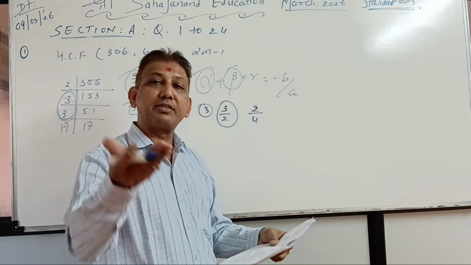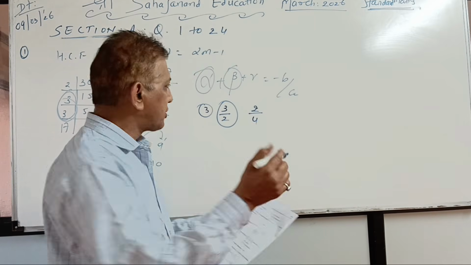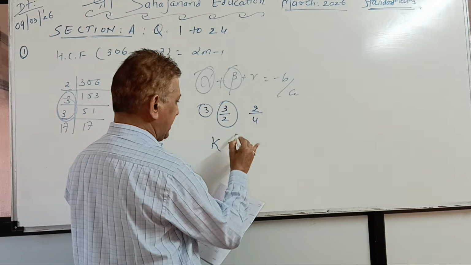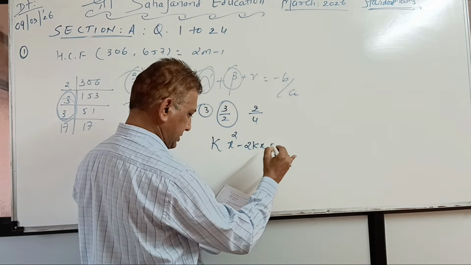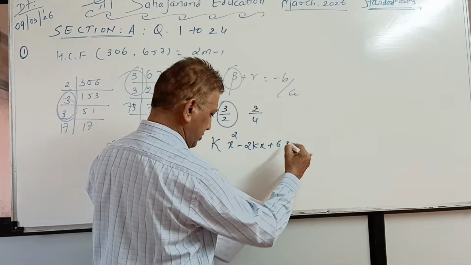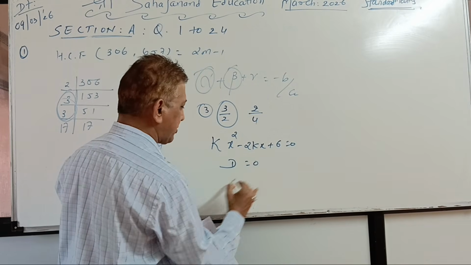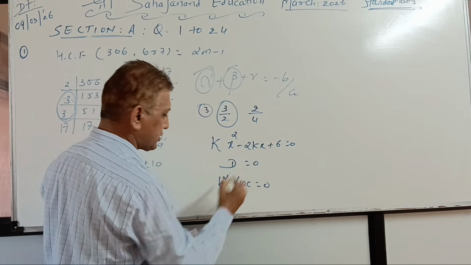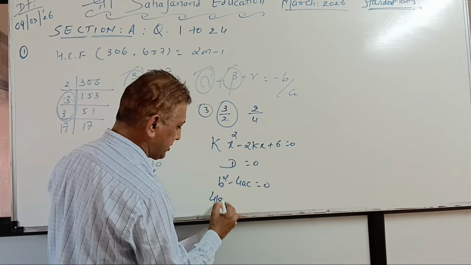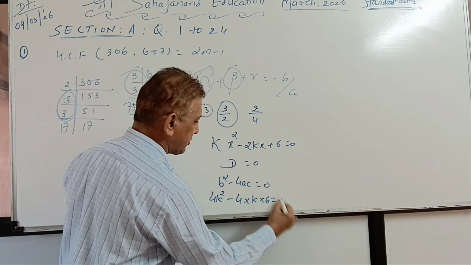Fourth one is our textbook question. The value of k for the quadratic equation kx square minus 2kx plus 6 equal to 0. Here equal roots, that means discriminant equal to 0. So b square minus 4ac equal to 0. b square is minus 2k whole square, that means 4k square, minus 4 into k into 6 equal to 0.